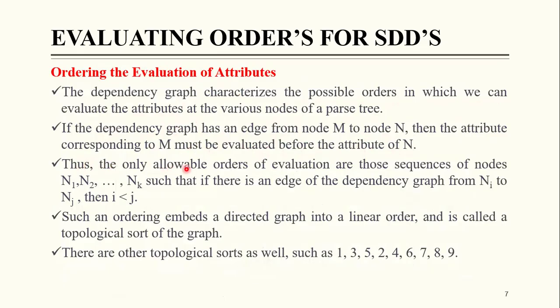Thus, the only allowable orders of evaluation are those sequences of nodes n1, n2, up to nk, such that if there is an edge of the dependency graph from ni to nj, then i must be less than j. Such an ordering embeds a directed graph into a linear order and is called a topological sort of the graph. There are other topological sorts as well, such as 1, 3, 5, 2, 4, 6, 7, 8, 9.